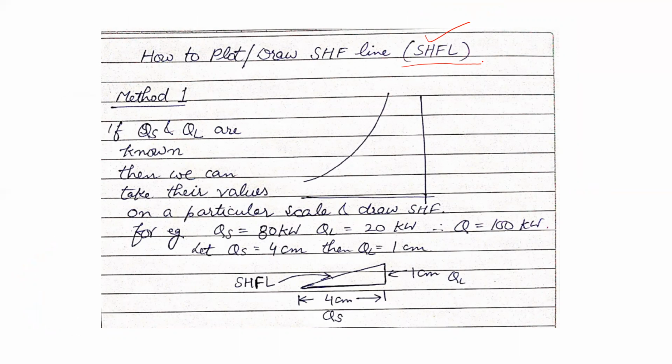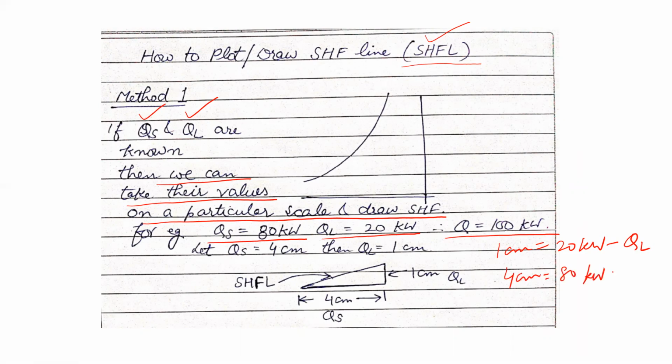So method one is, if we know the values of QS and QL, then we can take their values on a particular scale and draw the sensible heat factor line. Let us see how. Let us say that QS is 80 kilowatts and QL is 20 kilowatts, so the total load is 100 kilowatts. We can consider 1 centimeter equal to 20 kilowatts, and this is the value of QL. Then 4 centimeters will be equal to 80 kilowatts, and this is QS. The total of these will be 5 centimeters, which is equal to 100 kilowatts. So this is the total load Q.